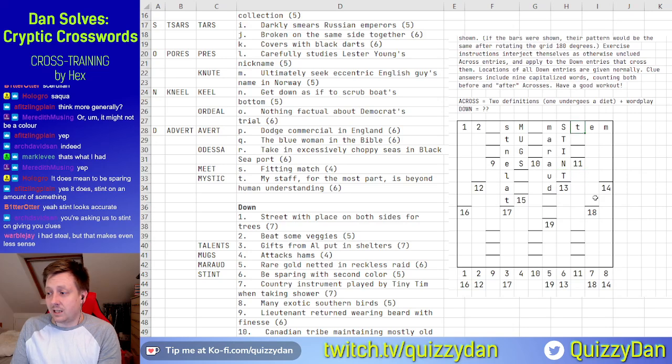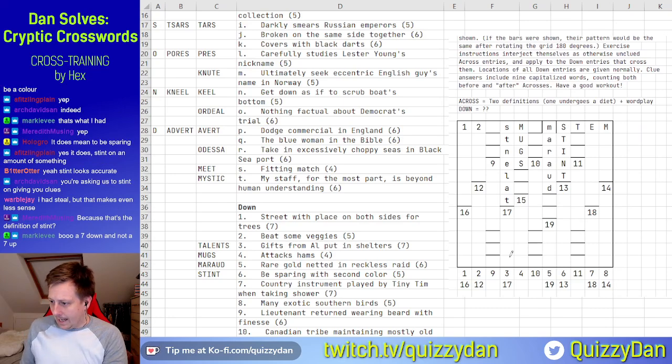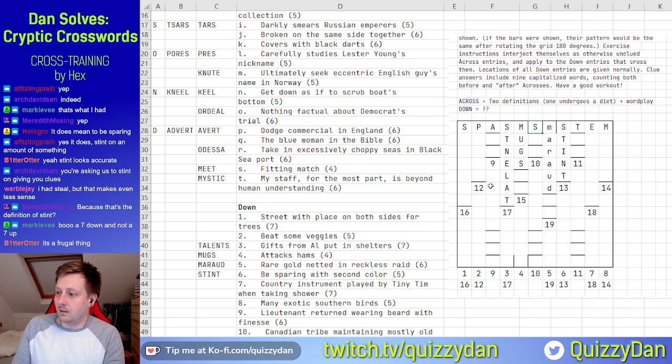Let's put that in there, and let's go with stem then. And that means we can put in some lines. So let's do that. We'll put one in here, one in here, one in here, and one in here. And so we'll go with spasms along here. Let's say that talents is going up here. Tut will then need to go in here.